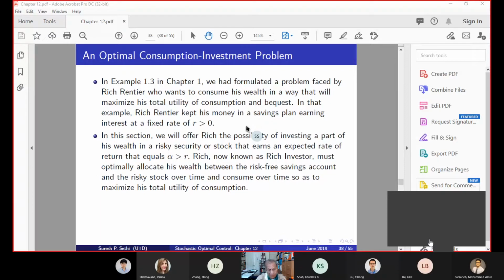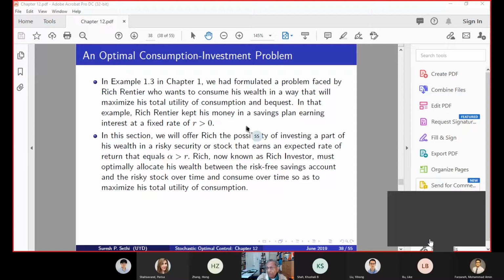And now we will offer this guy a possibility of investing in the stock market, which means we will give him another possibility. That means he can still invest in the bond, but also in the stock. We'll assume that the bond market rate continues to be R, but the stock market rate will be a random rate, but its average rate will be alpha. And alpha will be bigger than R because there is something called a risk premium. So alpha minus R will be the risk premium that you earn because you take risk. Okay?